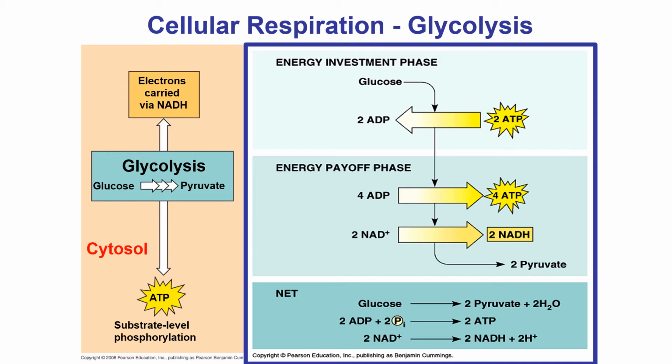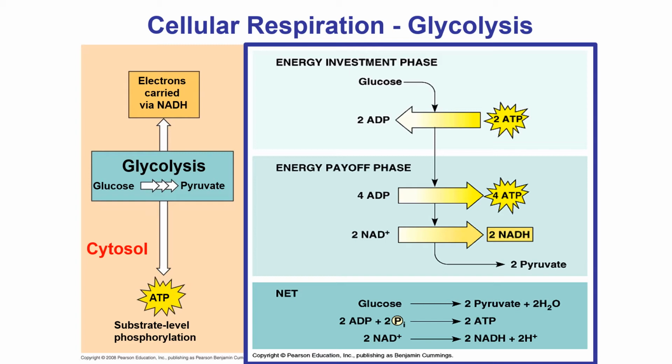I want you to know that we can split it into 2 stages. The energy investment phase, where we have to invest 2 ATP to rearrange the glucose molecule so that we can split it. And then in the second part, we're going to get 4 ATP out, so we're going to have a net of 2 ATP, and we're also going to get 2 NADH. And of course, our product is pyruvate. So what I expect you to know: you start with glucose, you invest 2 ATP, you get 4 ATP back.